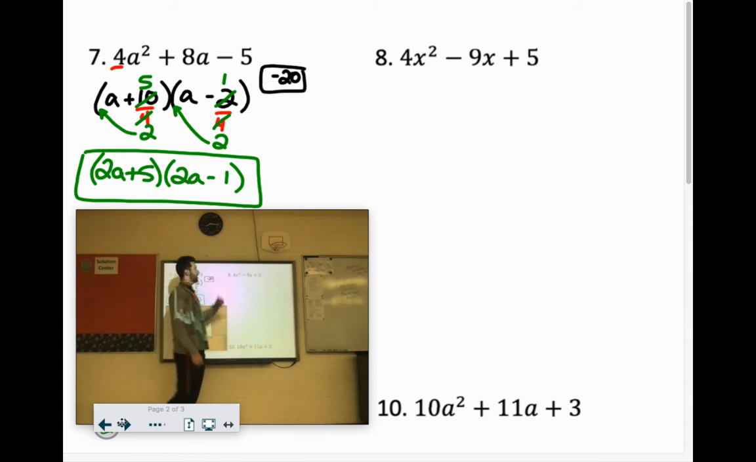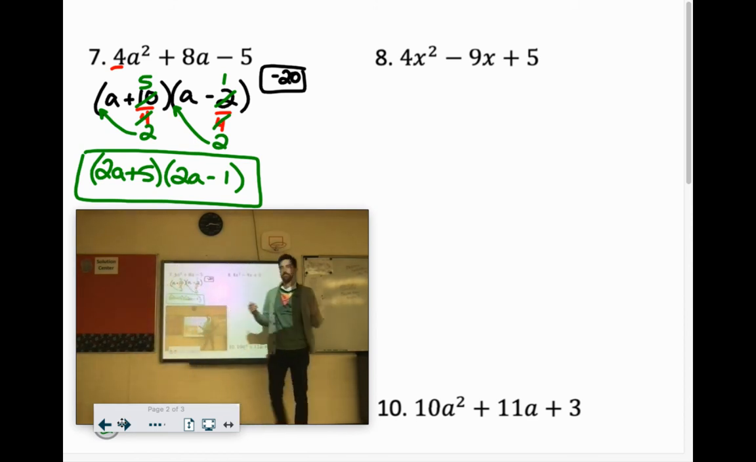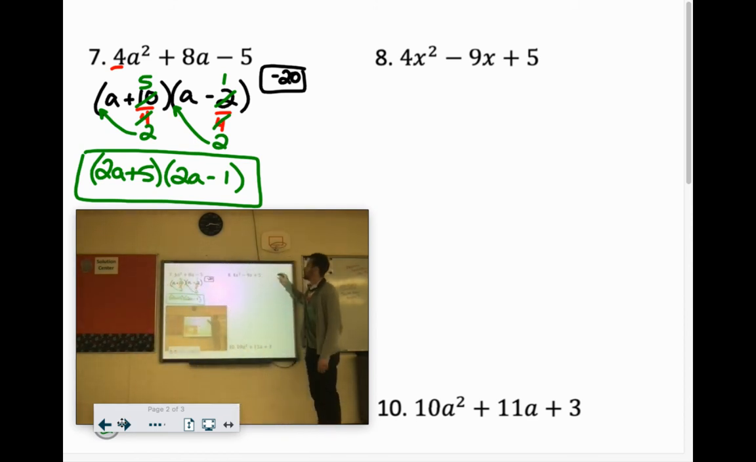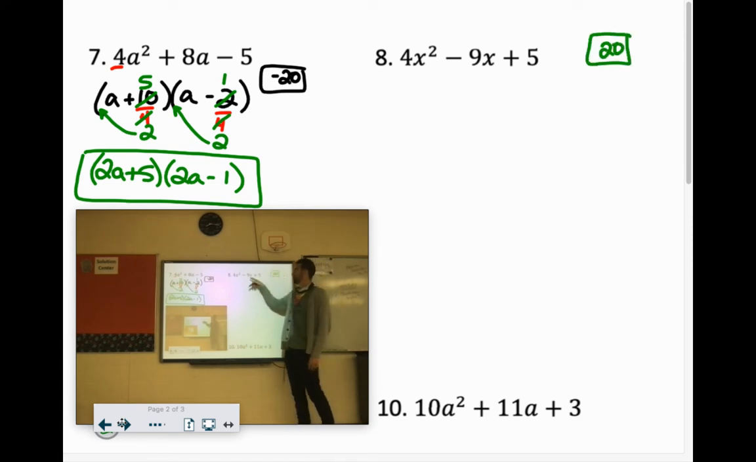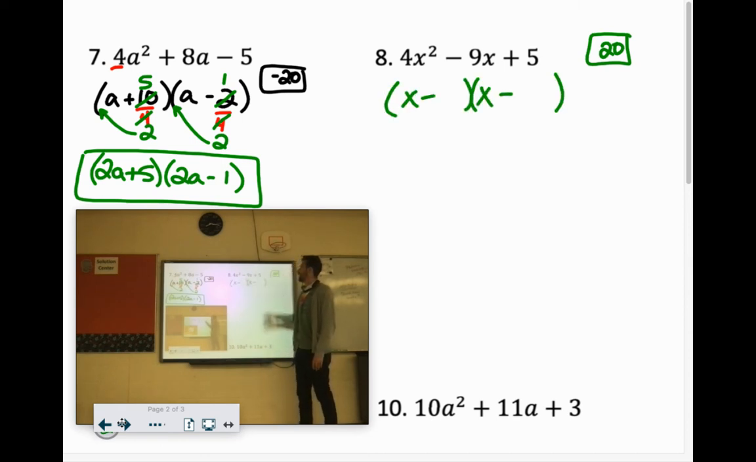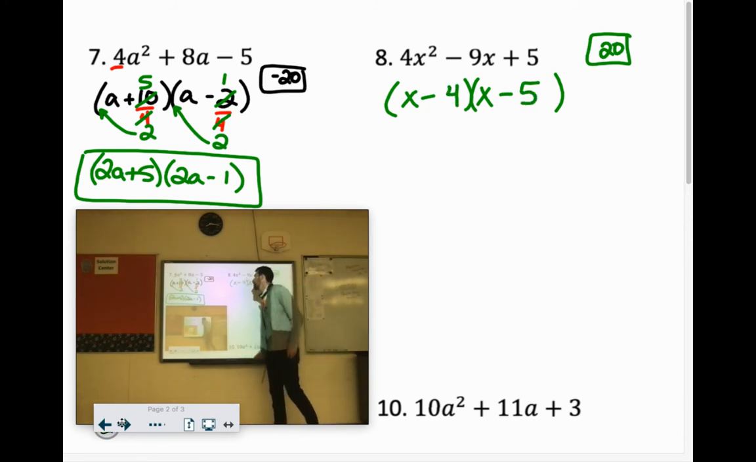4x squared, negative 9x plus 5, no common factors. 4 times 5 is 20, and it's positive, so they have to add up to the middle, negative 9, so they have to both be minus. The factors of 20 that add up to 9, the two numbers we just used, 4 and 5. What shall we try to divide them by? The number in front, the 4.